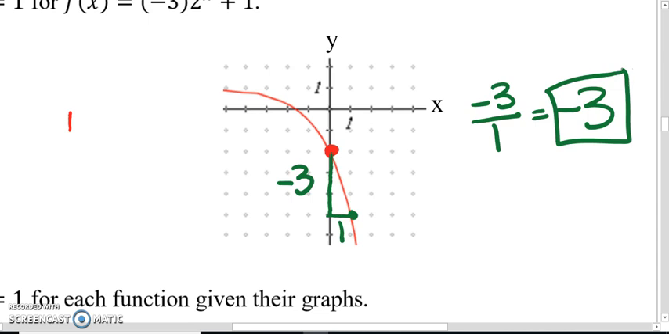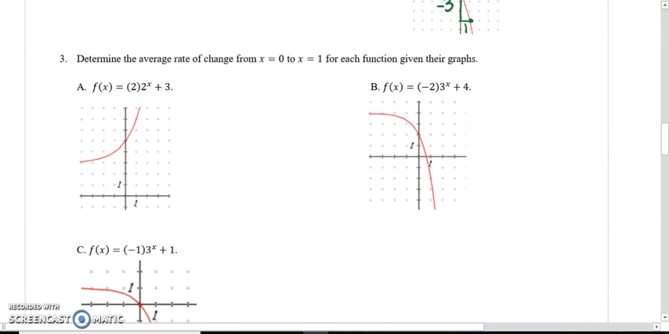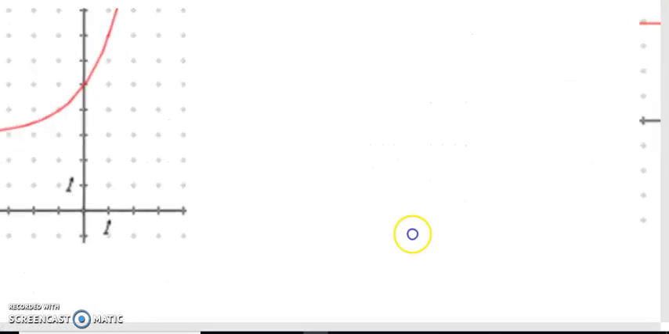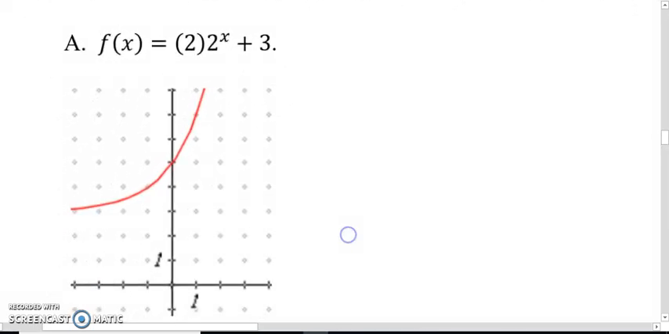Again, these problems are not that bad. They're actually pretty easy. It's just a matter of practicing and refreshing your mind. So let's practice a couple more. Determine the average rate of change from x equals 0 to x equals 1 for each function given their graphs. So again, we're doing from x equals 0 to x equals 1.